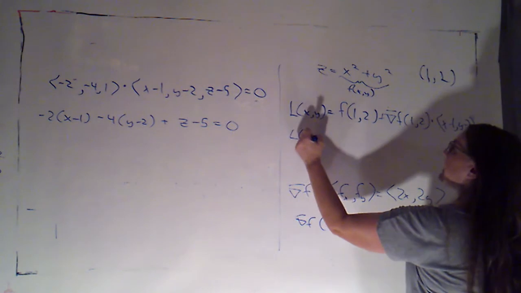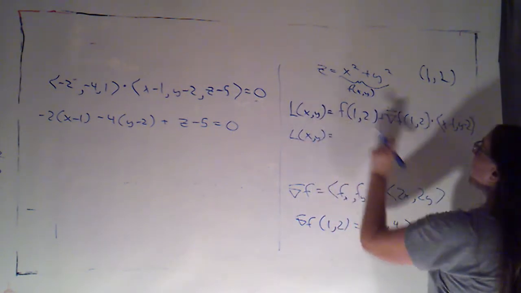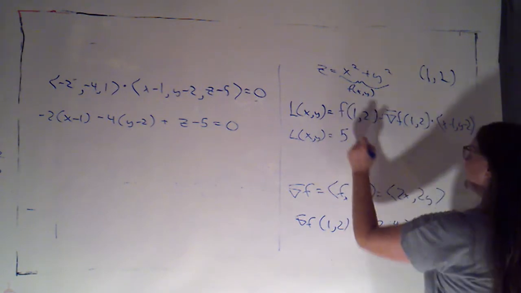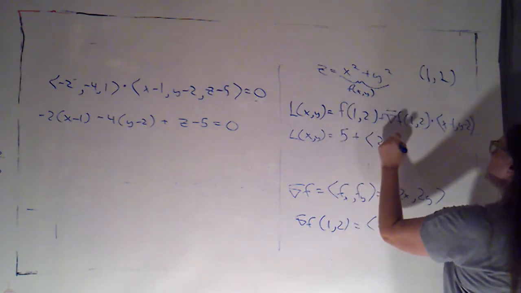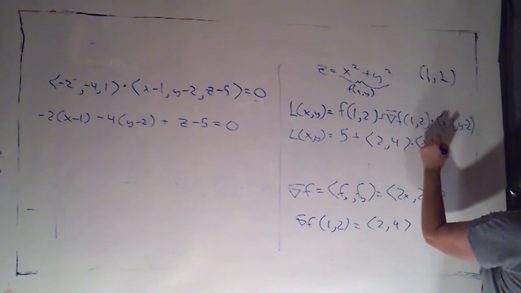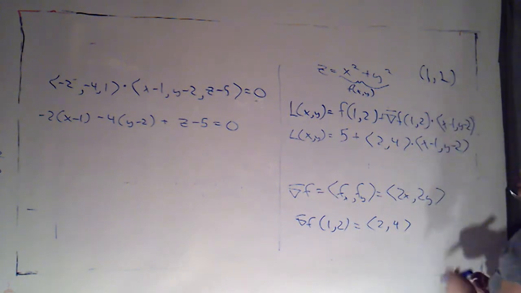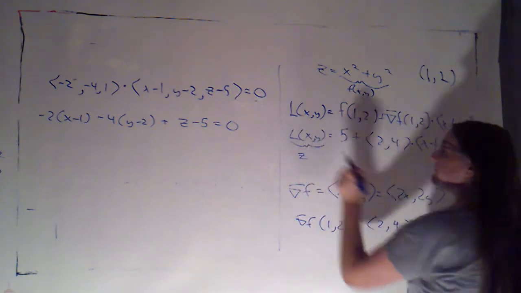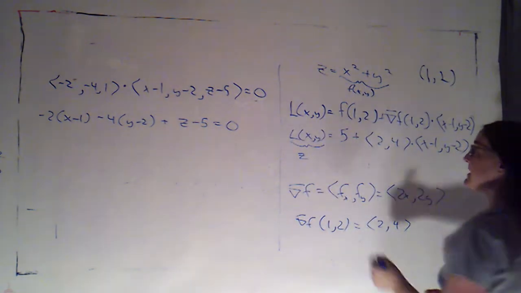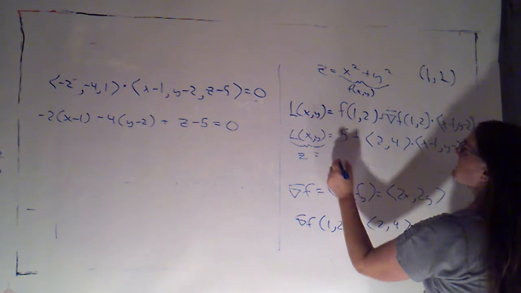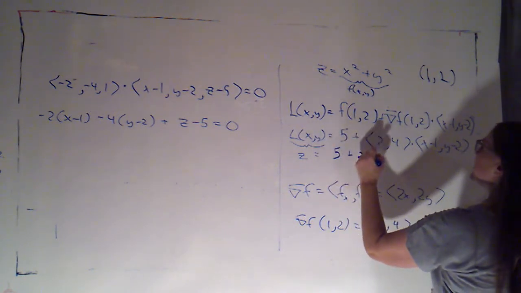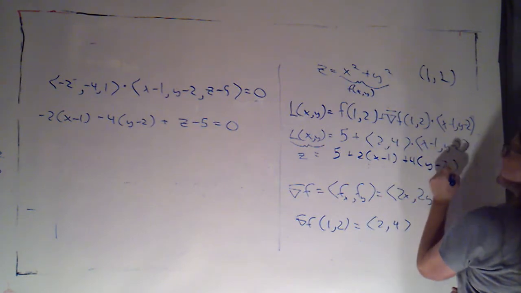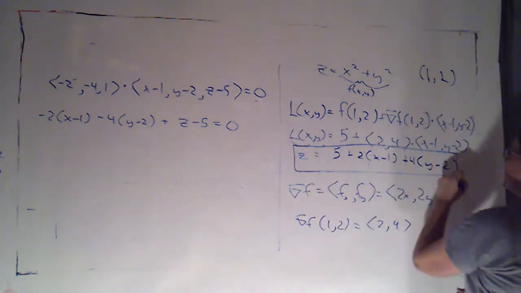So this becomes L of x, y is equal to f of 1, 2. That's my 1 squared plus 2 squared. That's 5. Plus my gradient is 2, 4, dotted with x minus 1, y minus 2. So remembering that L of x, y is just a fancy name for the z value on the tangent plane, this becomes z equals 5 plus 2 times x minus 1 plus 4 times y minus 2.